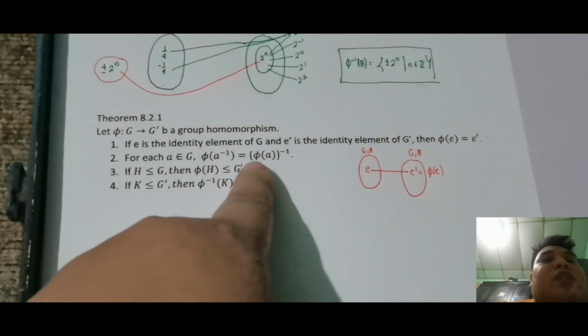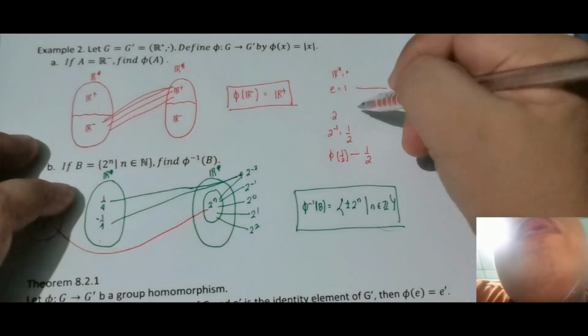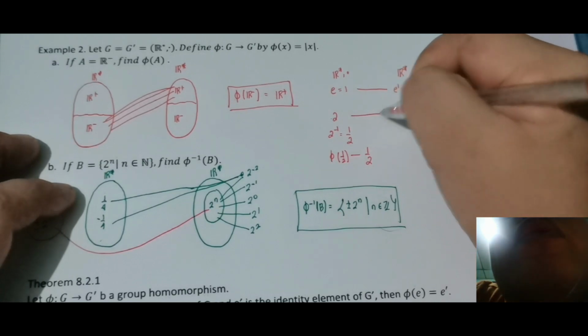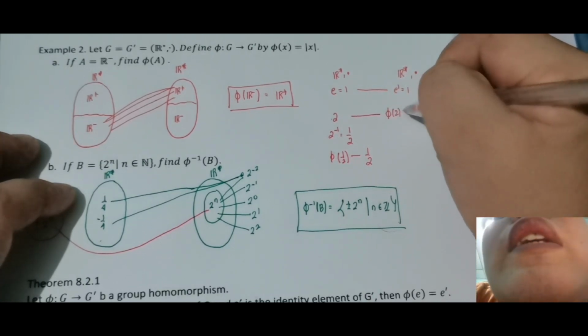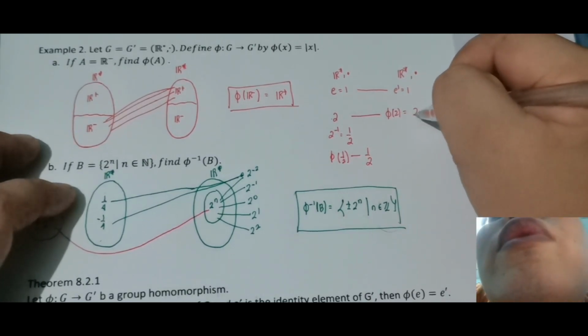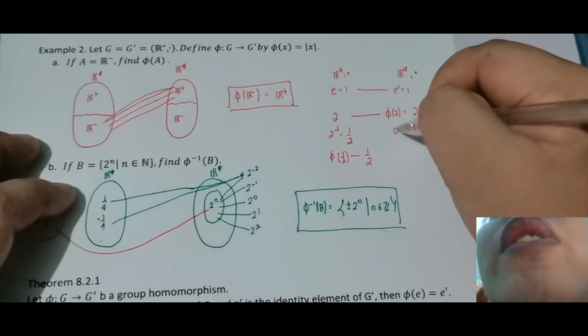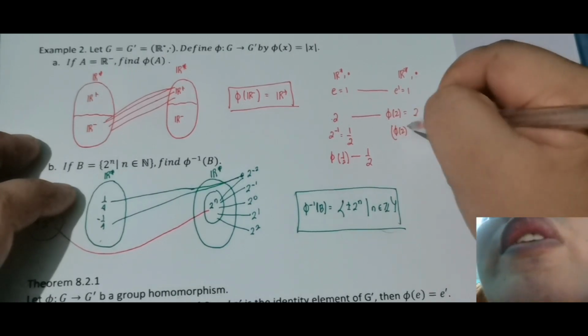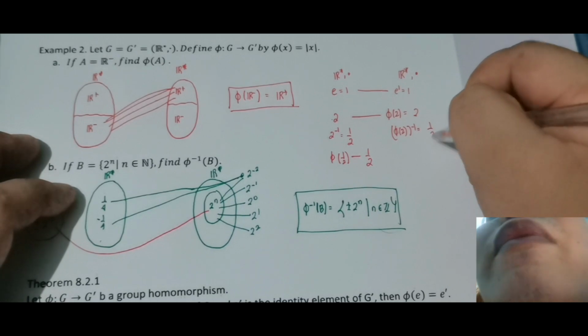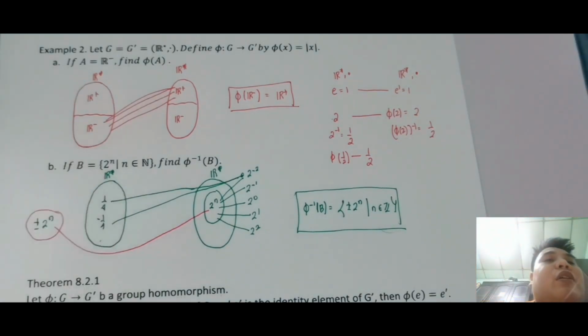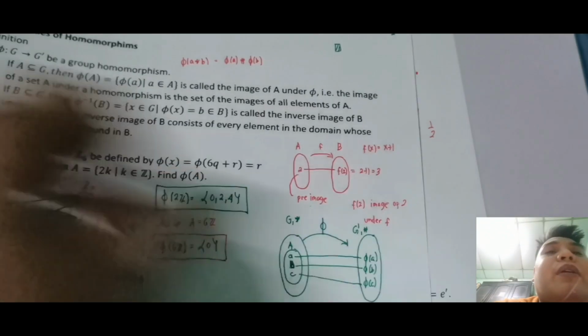Ngayon, equal lang daw siya sa P of A raised sa inverse. So, ano yung ibig sabihin? Ito yung 2. So, ano yung P of 2? Ang P of 2 natin is just 2. So, ano yung inverse ni 2? So, ano yung P of 2 inverse? That is simply 1/2, kasi inverse lang din nito doon is 1/2. So, gets your idea. Now, punta pa tayo sa ibang example para mag-gets nyo din siya.